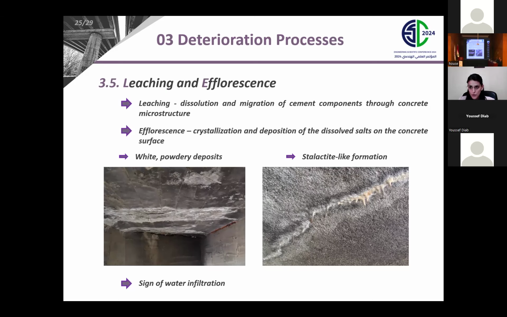These processes are no serious threat for the bridge's safety, but rather an aesthetic problem. However, they're caused by water migration through concrete microstructure, and their presence could be a sign of other more serious problems related to water infiltration.